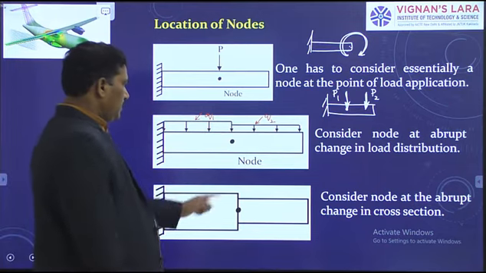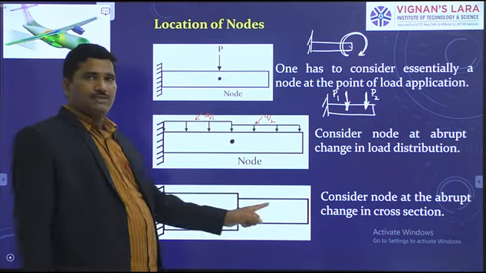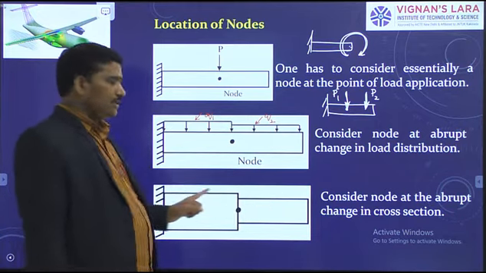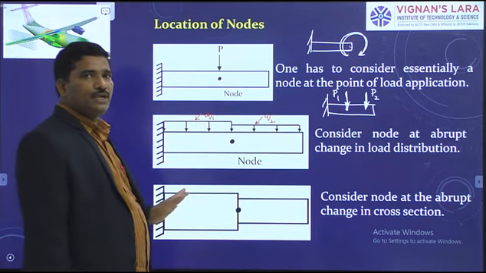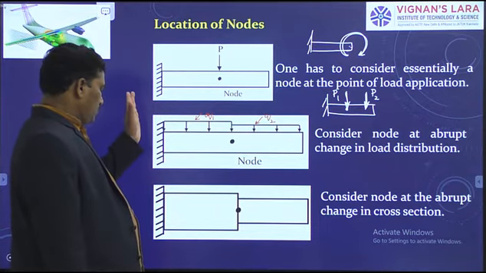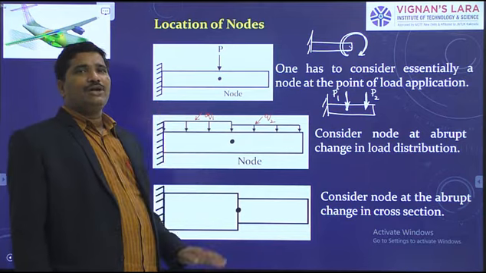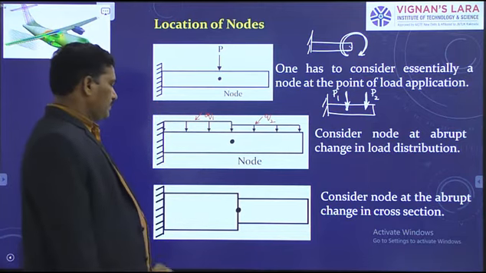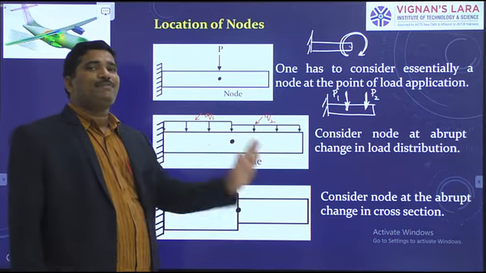Now, third case. Observe here, we have a bar with abrupt change in cross section. We have one end fixed. Where do you consider a node in this case? On the section where the cross section is abruptly changing.